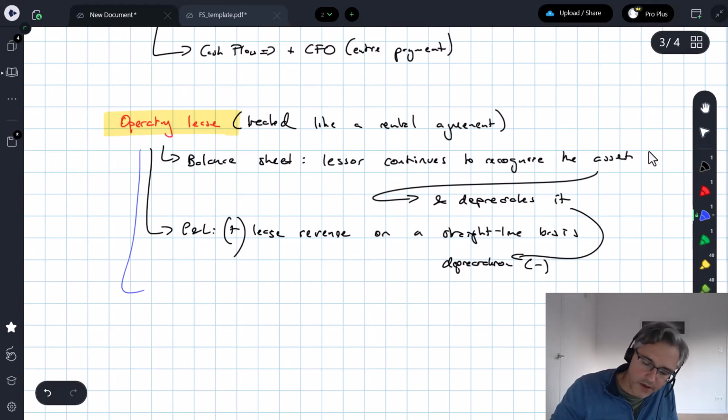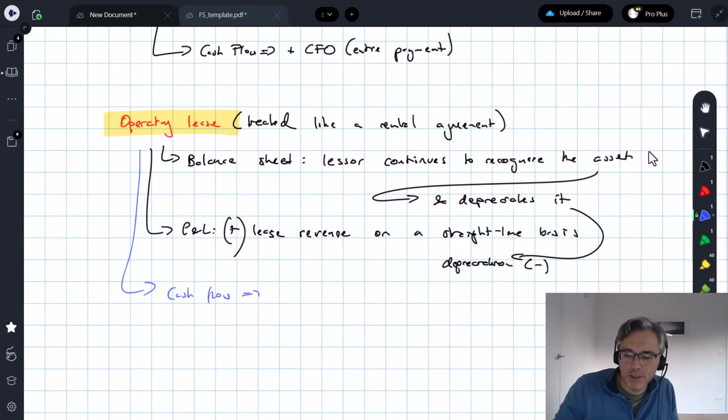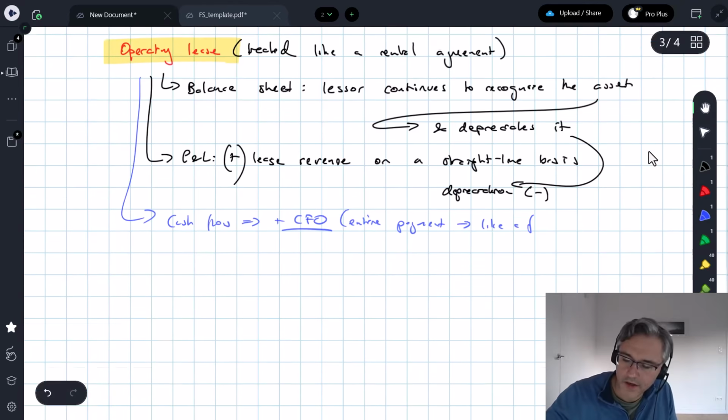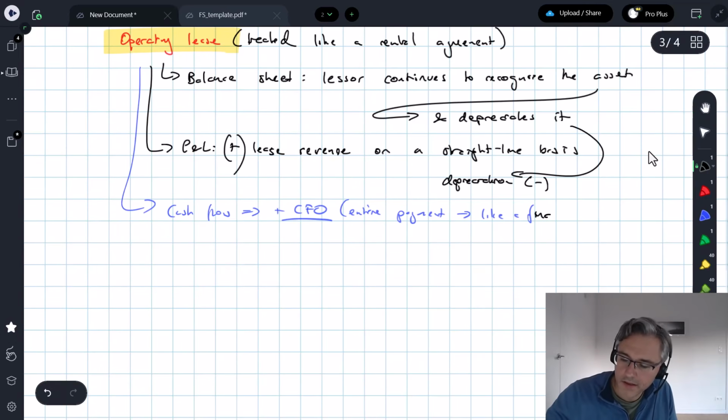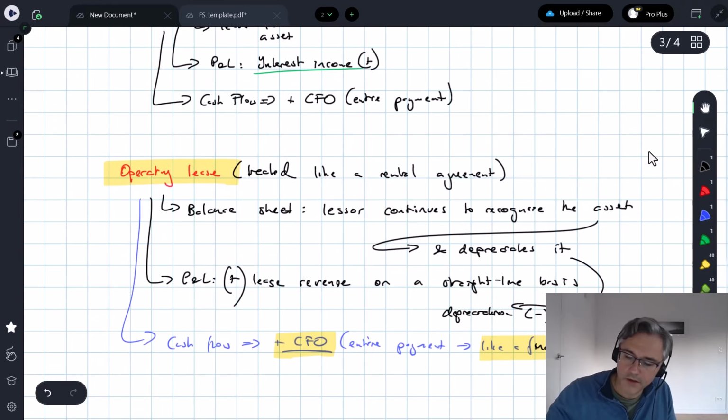And in terms of cash flow, and this is going to be the last thing, you report it as CFO, the entire payment. So at least in this respect, it's like a finance lease from the perspective of the lessor, because at least this component, plus everything going as a plus to cash flow, cash from operating activities, was the same here.